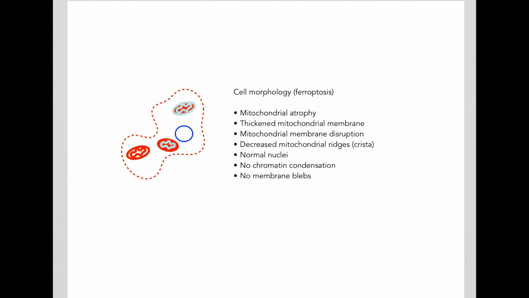A few words about the morphology of cells that die by ferroptosis. There are a lot of mitochondrial changes. There's atrophy of the mitochondria. The mitochondrial membrane becomes very thick. There is disruption of the mitochondrial membrane. You see decreased mitochondrial ridges, or what we call cristae. The nucleus looks normal. There is no chromatin condensation as we see in apoptosis, and also there is no formation of membrane blebs as we saw in apoptosis.